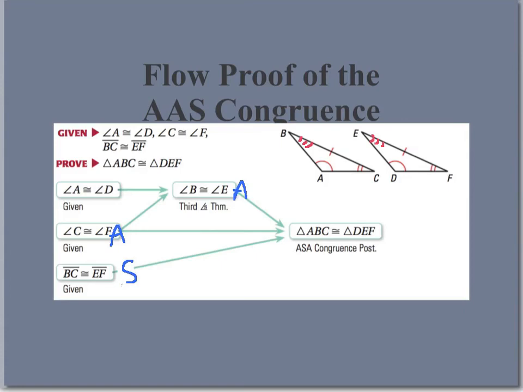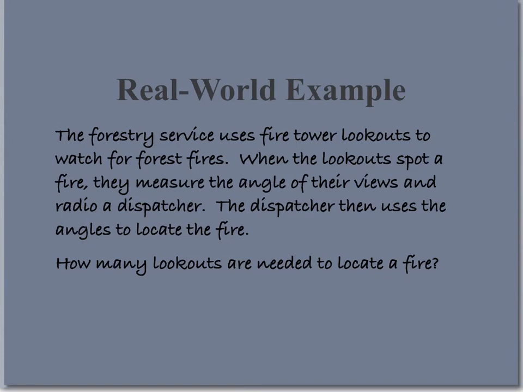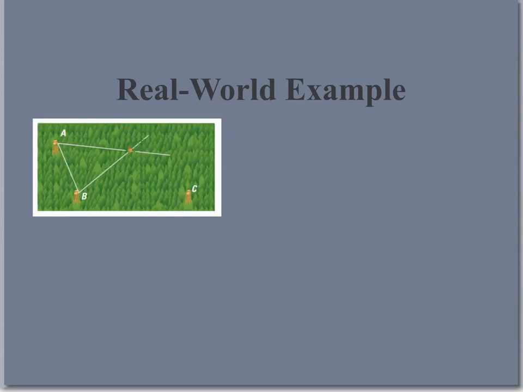All right, let's move on to the last thing I want to talk about in this video, and that's actually a real-life example. That example is one of the coolest examples I've seen in using these theorems. I don't know if you know it or not, but the Forestry Service uses fire tower lookouts to watch for forest fires. They're just these big, tall towers in amongst the trees. Okay? When the lookouts spot a fire, they measure the angle of their view, and then they radio a dispatcher. The dispatcher then uses the angles to locate the fire. I always wondered how they found out where fires were in the forest. Well, I want to know how many lookouts are needed to locate a fire. Let's take a look, and let's use geometry theorems.